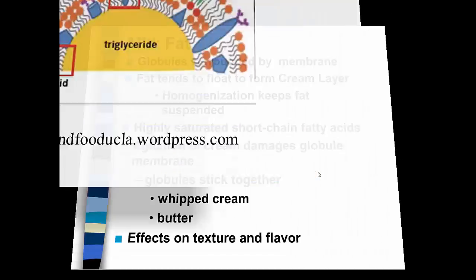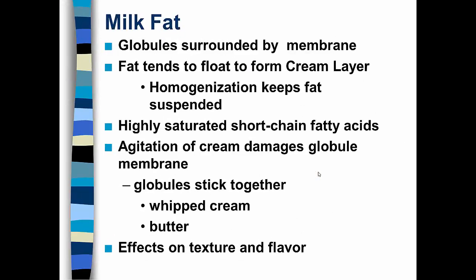Now, since fat is less dense than water, the fat globules in milk are going to tend to float up to the surface. So if you let milk fresh from the cow sit in a container, the fat will rise to the top and form a layer of cream.